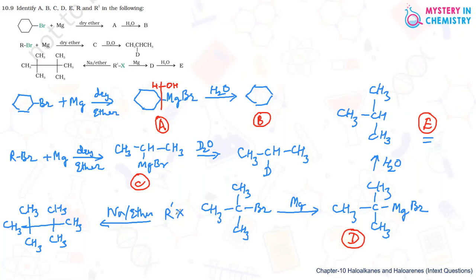R-X, that means here it should be this one, the 2-methyl propyl group should be the R group. And one more question, what is R dash? R dash is this whole portion. And what is R? R is this whole portion, that is isopropyl group is R.